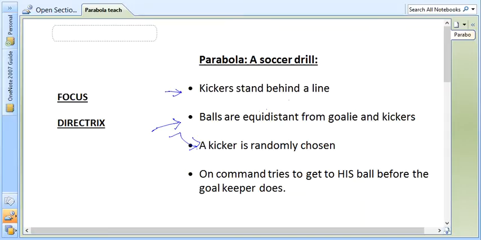And the coach randomly chooses one of you. Maybe he says player number 3. So your job would be to try to get to your ball before the goalkeeper does. And naturally, the person who gets to the ball first is more likely either to score a goal, or if the goalkeeper gets there, he is going to save the goal. So these are the rules. So let's try to draw a picture so we get an understanding of what this game is like.